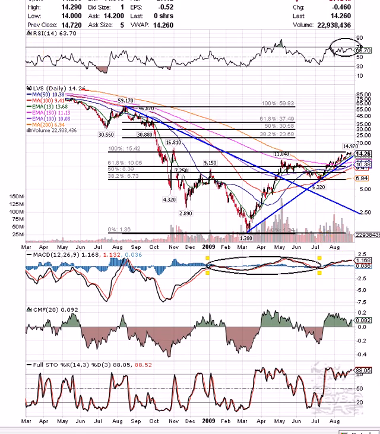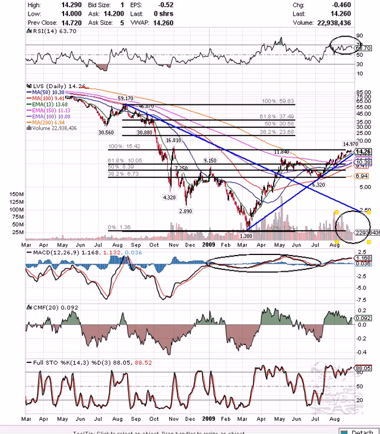And you can also see, which we don't like to see, right here that this stock has moved up substantially over the last couple of months on decreasing volume. You don't want to see that. You want to see increased volume, most likely a short squeeze.